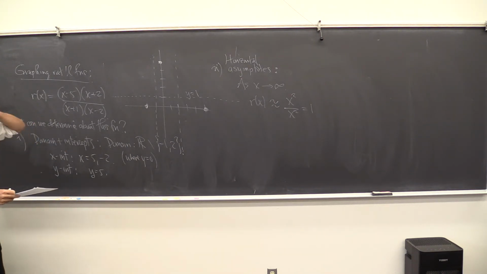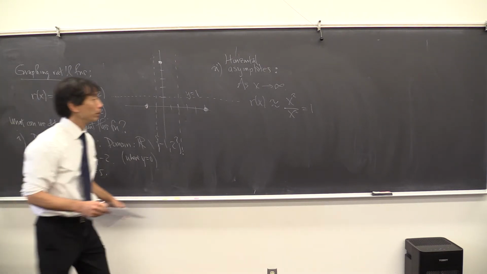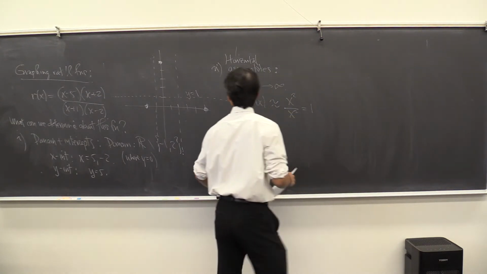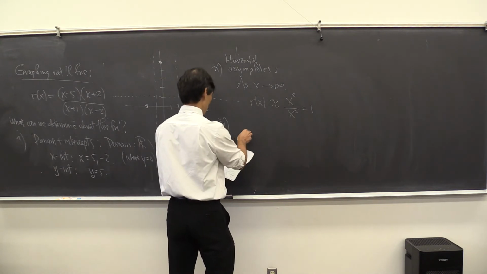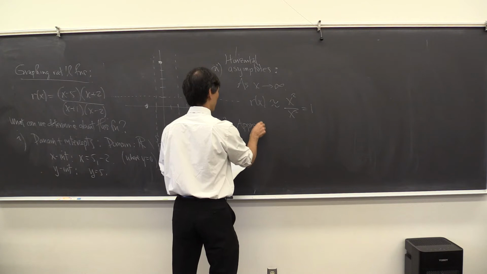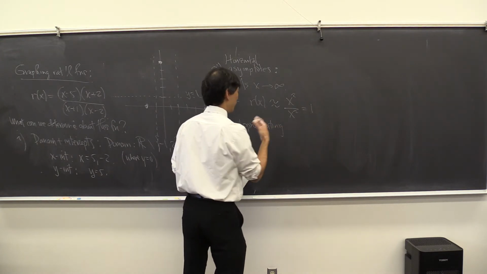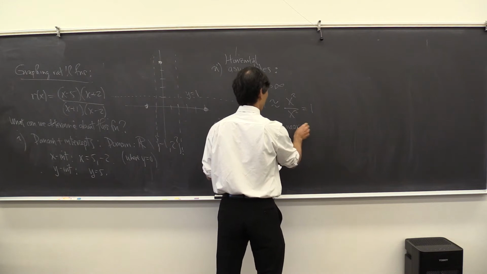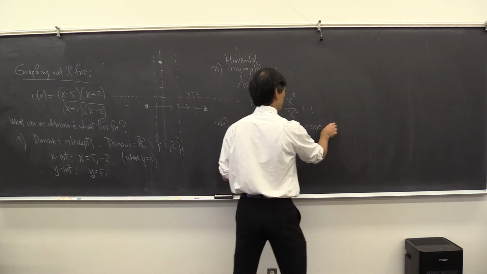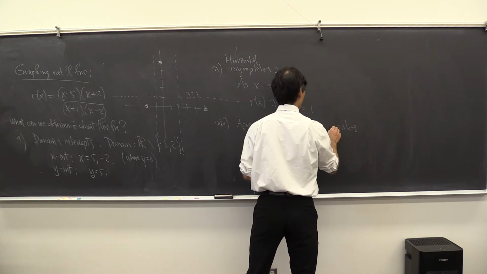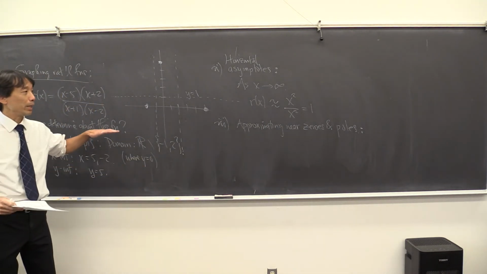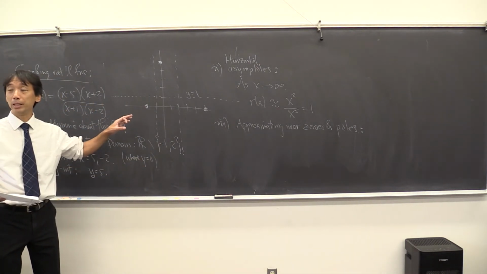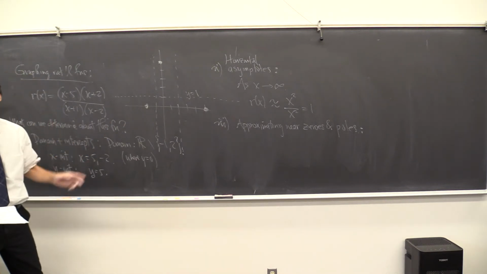Okay, so we've got a certain amount of information so far, and the last thing we can do is this business of approximating, so getting, say, a finer approximation near zeros, and also near the poles. Do you remember what we did for the polynomials? We were able to get some sort of approximation for the thing near the zeros. You can do the same thing near the poles.